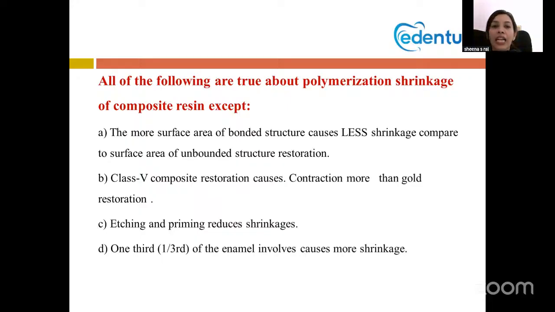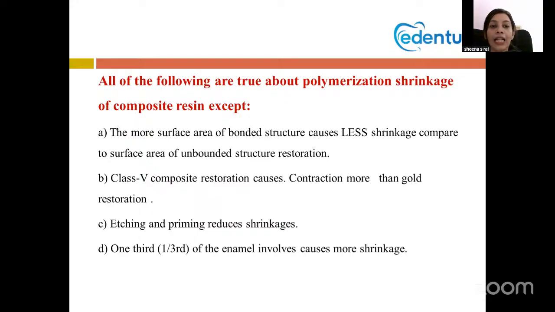Actually, there is a reduction in the amount of composite, or there is shrinkage of the composite once we do a curing. And this is called polymerization shrinkage, seen after the polymerization reaction. So the first question: which of the following are true about polymerization shrinkage, except? So something is actually wrong among the options. Which is wrong?